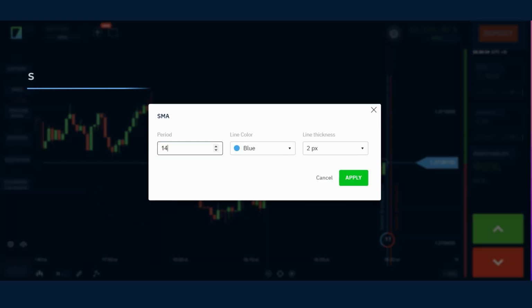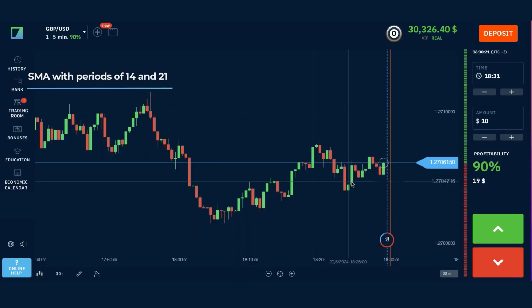Setting the period is the next step. I use two SMAs with periods of 14 and 21.